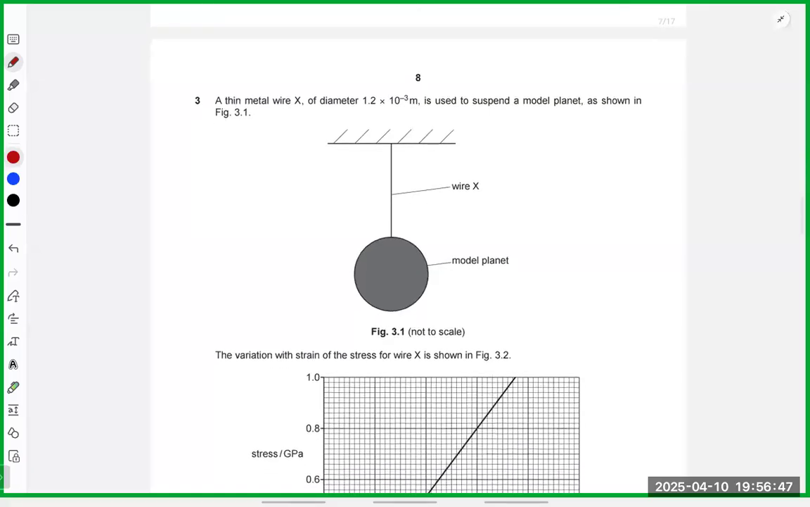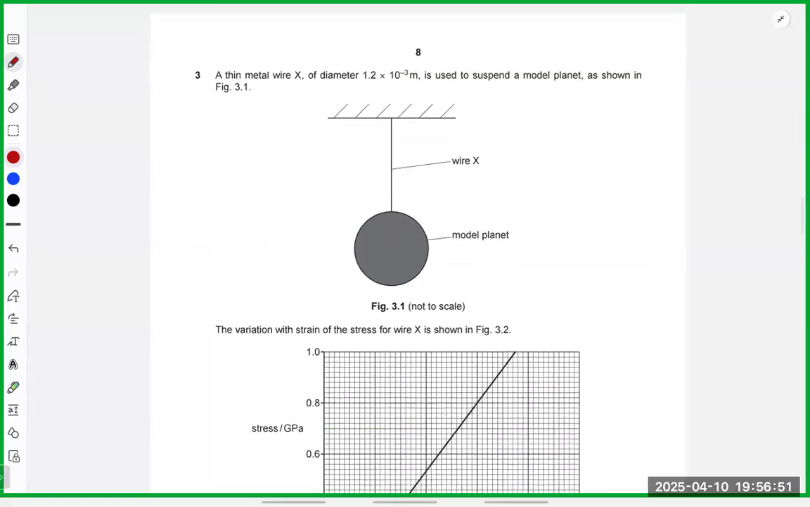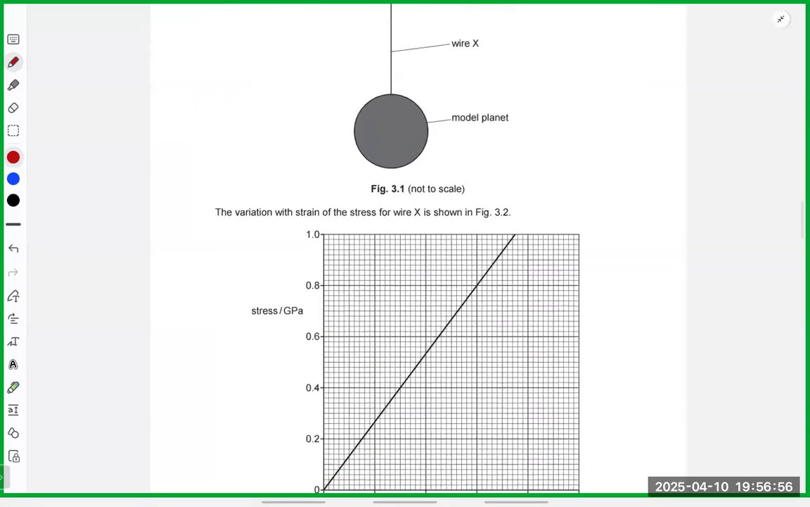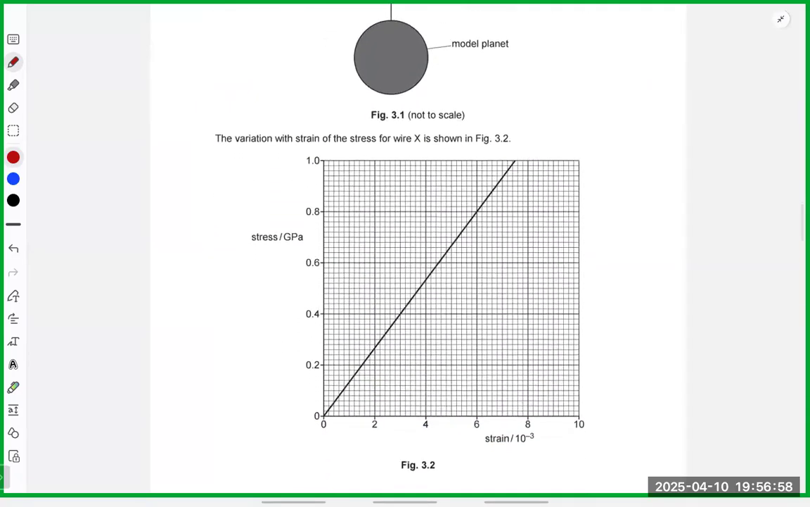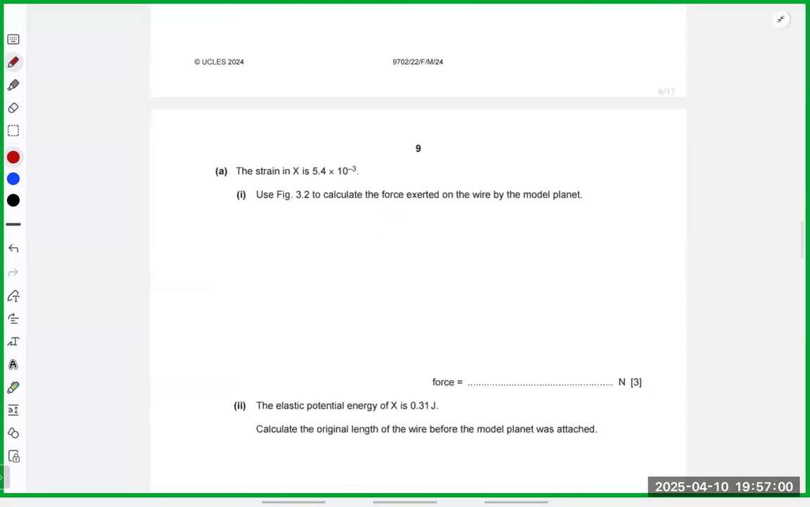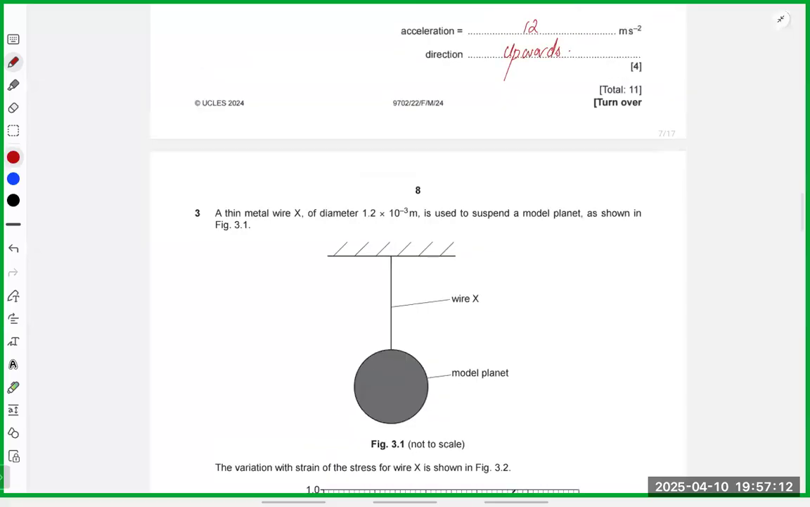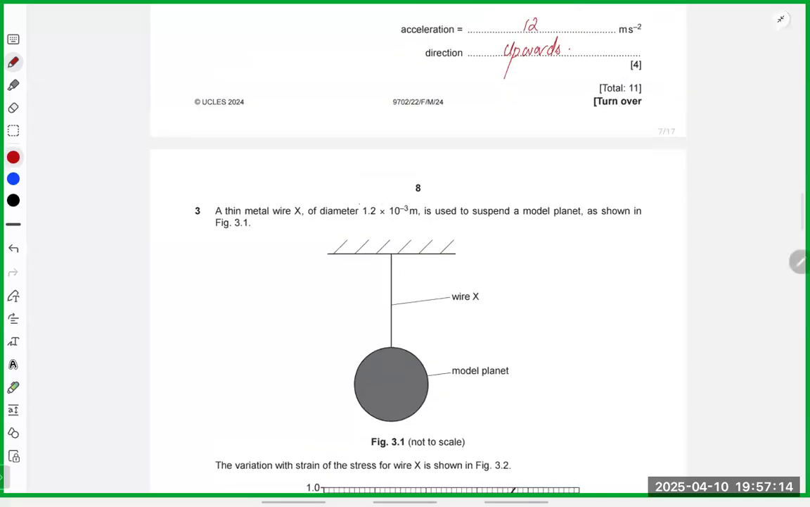Okay. Now moving on, a thin metal wire X of diameter 1.2 into 10 to the minus 3 is used to suspend a model planet. The variation with strain and stress is given. The strain in X is this. Use the figure to calculate the force exerted on the wire by the model planet. Don't forget the diameter. We need that.